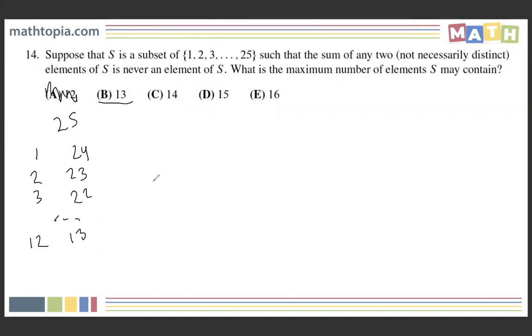Okay, but what if 25 isn't a part of the optimal solution, right? So let's not look at 25. Let's say 24 is the highest number, right? So 24 is in the set, 25 is not. Okay, but then we can just pair it up like this, 1 and 23, 2 and 22, 3 and 21, and this goes down until we reach 12.